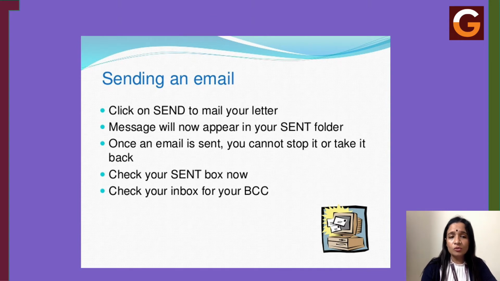Now, how to write an email? So, when you are sending an email, click on your Android phone or tablet and open the Gmail app. At the bottom right, there is something called Compose. In the to field, you can add, as we discussed, the CC or BCC. Add a subject, write your message. At the top of the page, you see Send. Check your sent box now after sending. Choose your inbox for your BCC.